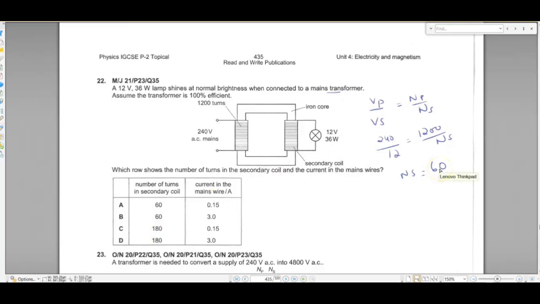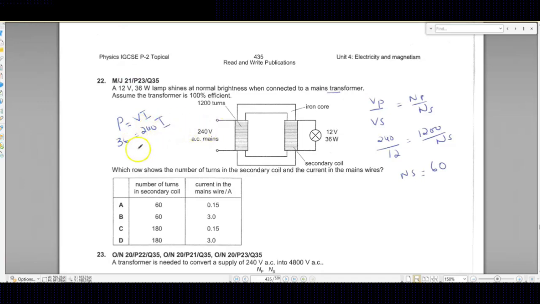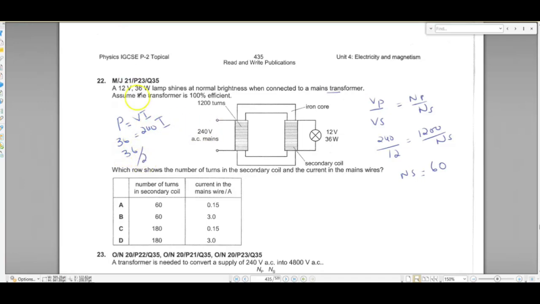Okay, and then we can use P equals VI to find the current in the mains wire. So over here we will use the value of 240. Okay, 36 was the power, 240 was the voltage in mains, and I is what we need. So 36 over 240 is going to give us 0.15 amperes as our current. So A is going to be the correct option.